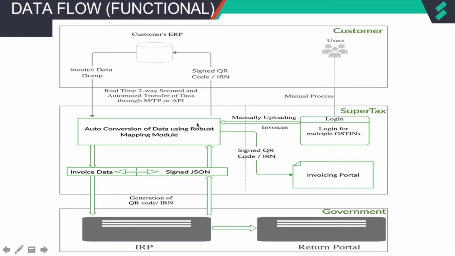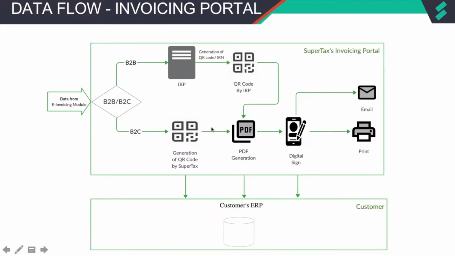Alternatively, if for any reason the QR code and IRN cannot be interfaced into your ERP, you also have an option to generate and print the invoice on the Supertax portal. The Supertax invoicing module can generate and print customized invoices as may be required by you. Also, a self-generated QR code can be printed on B2C invoices, which is applicable for companies having turnover of more than 500 crores as per the GST notification number 14/2020.